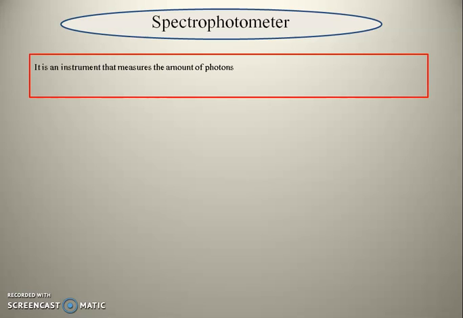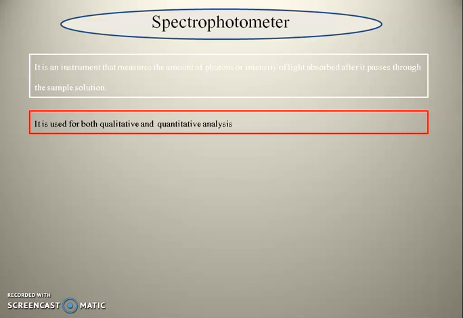Spectrophotometer is an instrument that measures the amount of photons or intensity of light absorbed after it passes through the sample solution. As we know, when light interacts with some solution, some part of radiation is absorbed by the solution. By utilizing this absorbance, we can do qualitative and quantitative analysis, and hence spectrophotometer is used for both qualitative and quantitative analysis of a material.